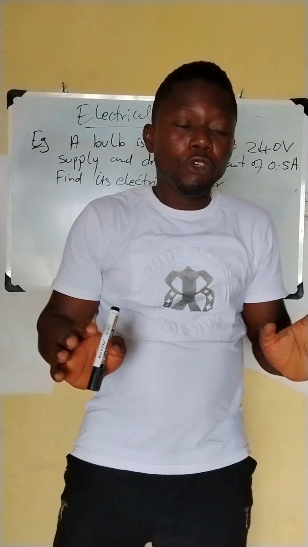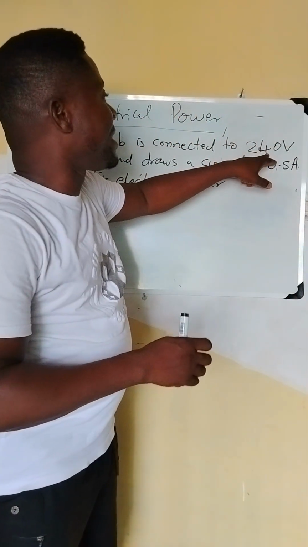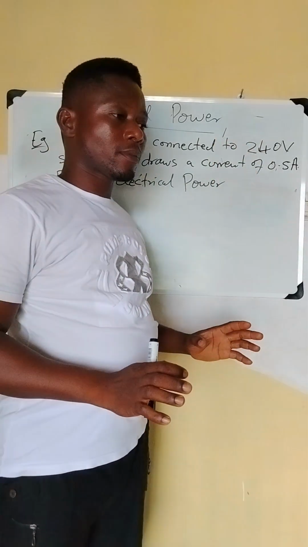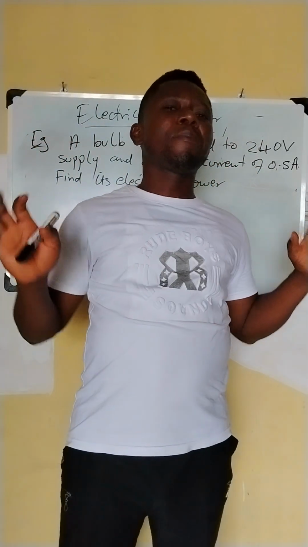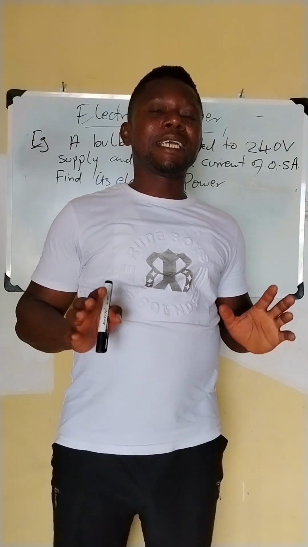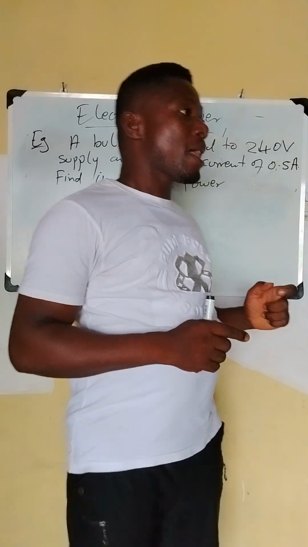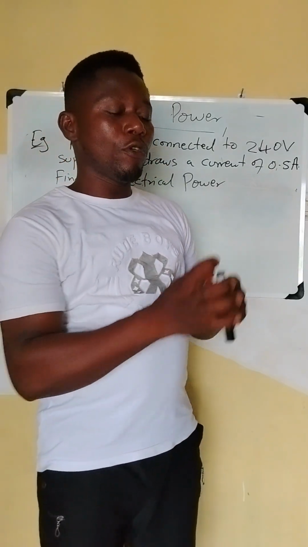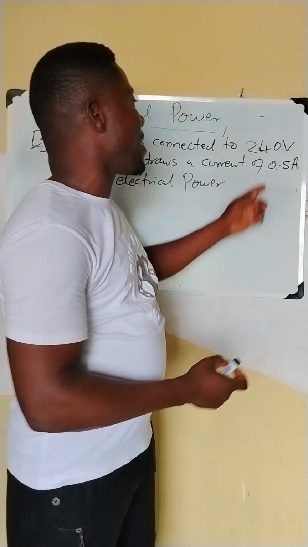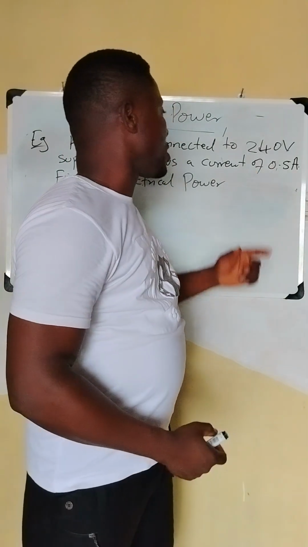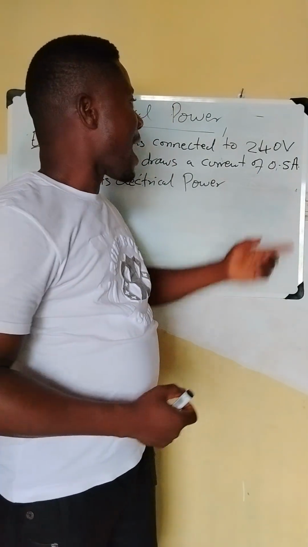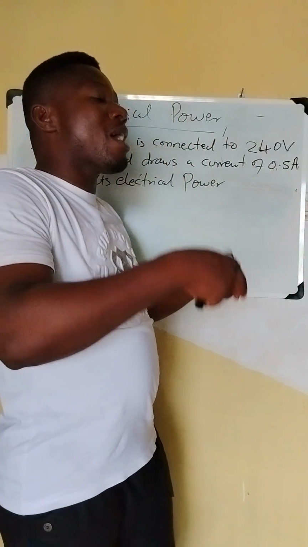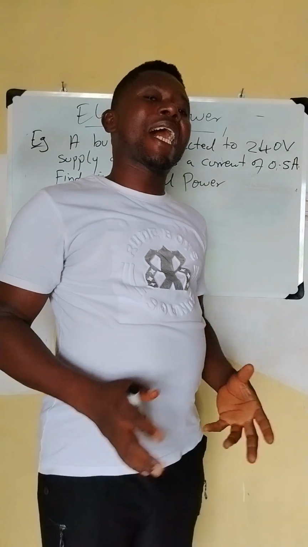Maybe you just turned on your generator, and the voltage there is 240 volts. Let's assume that you don't know the power rating of that bulb. But if you use your ammeter or your clamp meter to measure the current flowing to the bulb, you notice that the bulb is drawing 0.5 amps. Now from there you are asked to find the electrical power. From there you can know the power rating of that bulb.